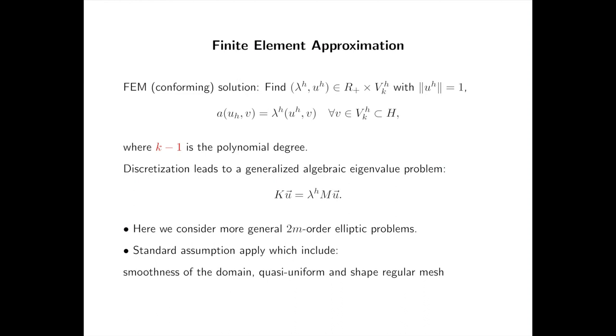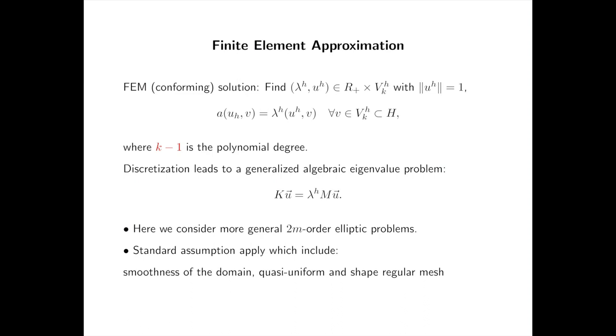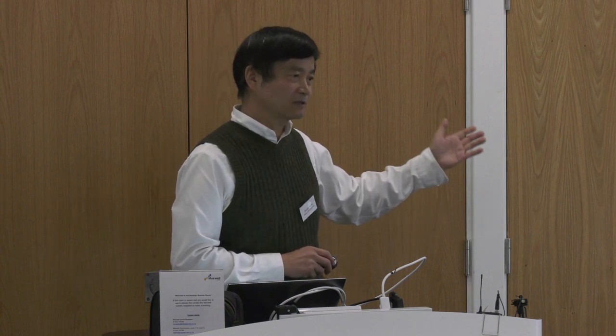Now, the issue I'm considering here is the following. Standard assumptions apply: smooth domain, quasi-uniform mesh, shape regular mesh, and all this stuff. I would like to avoid all the technical details and look at the best scenario. Here we have an algebraic numerical eigenvalue problem, and our target is the PDE eigenvalue problem, which has infinitely many eigenvalues, while here we have a finite dimensional case. How well can these finite dimensional eigenvalues and eigenmodes approximate the theoretical ones? Even if you solve this accurately, we ignore round-off error, condition number, and all this stuff.